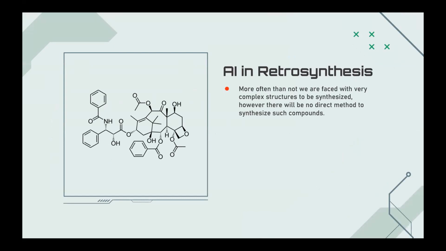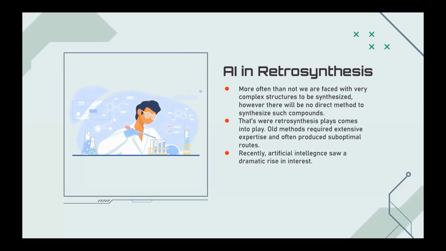I love to use Taxol as an example because when Taxol was first made, they were facing a lot of issues trying to replicate it because, as you might know, Taxol comes from trees, and harvesting and extracting Taxol, the yield is very little. So we need to find a way to synthesize this compound. Scientists all over the world raced to find the best route to synthesize it. And using old methods, it required extensive expertise in the field of medicinal chemistry and synthesis. And more often than not, it produced suboptimal routes.